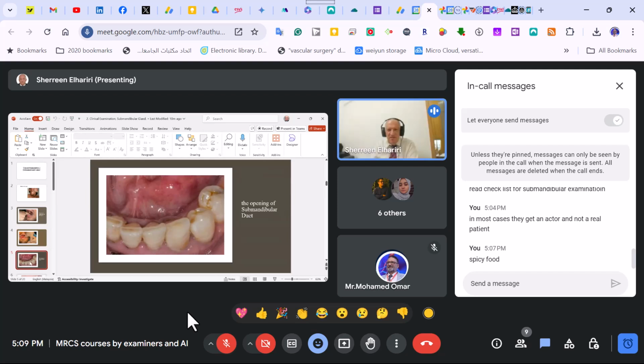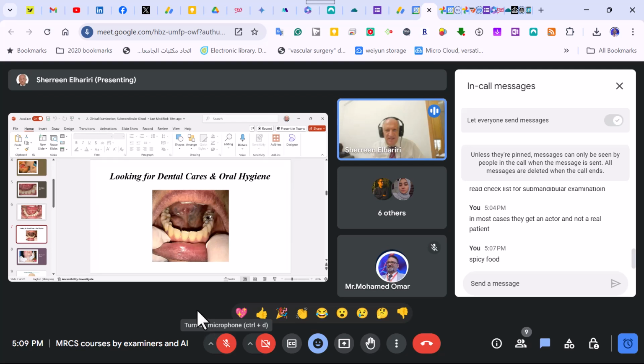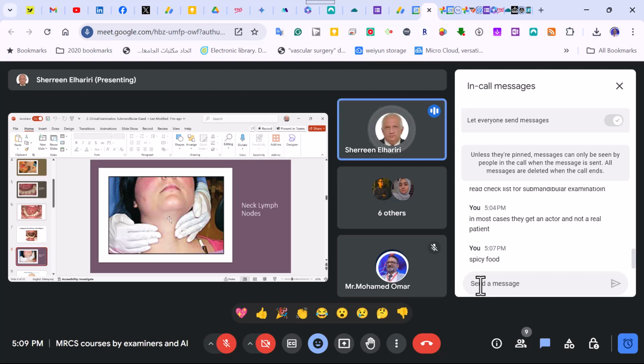After that, you missed something. You need to examine the teeth, because usually a submandibular stone is common with dental caries. This is again the site of the duct. There is dental caries in some patients, so it is important to look at oral hygiene. After that, what do you need to do? I will palpate the lymph node. Okay, palpation of the lymph node. You palpate it from the back.